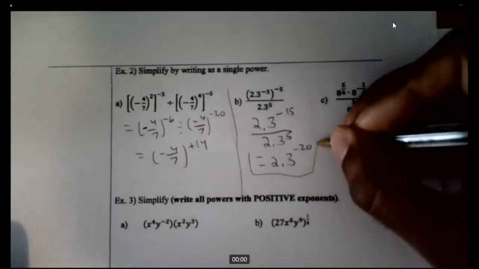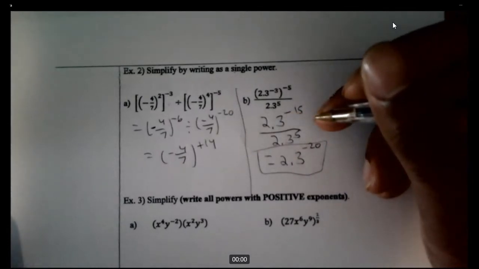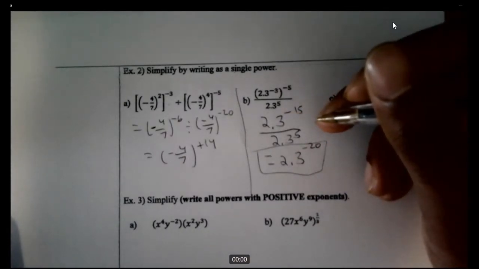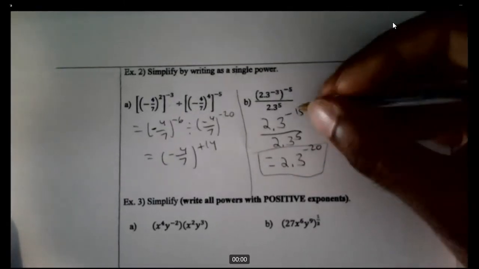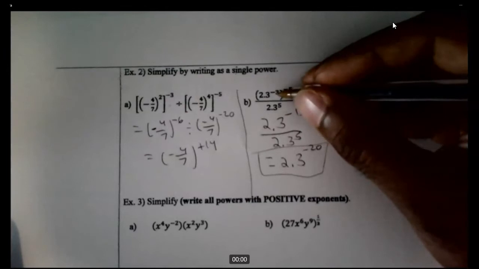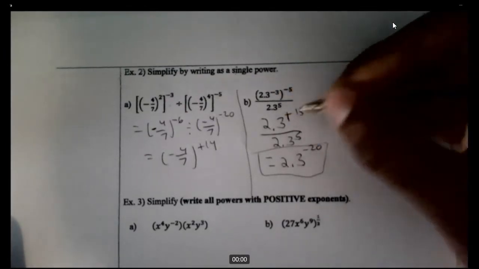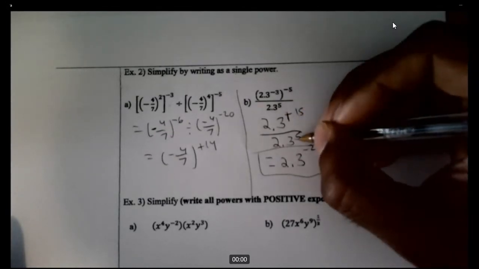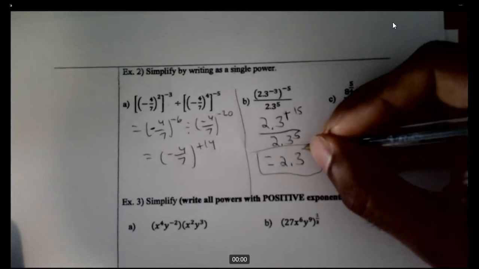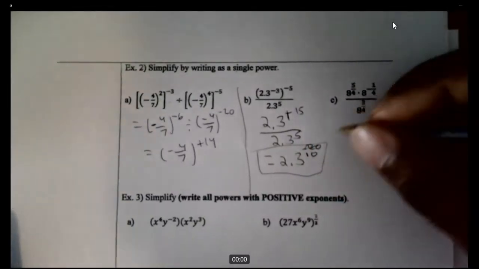Good. All right. So next question here, we got oh wait, there's an error here. Sorry. Negative 3 times negative 5 is not negative 15, it's positive 15. So positive 15, 15 minus 5 is 10. So this one should be 10. So 2.3 to the power of 10.